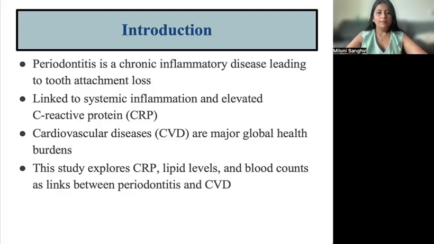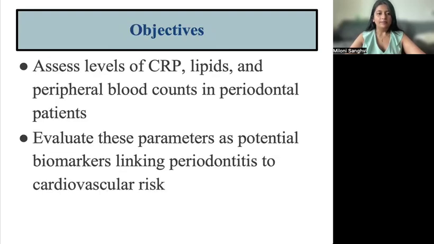So, as we all know, periodontitis is a chronic inflammatory disease leading to attachment loss, and it is usually linked to systemic inflammation and elevated C-reactive protein. On the other hand, cardiovascular diseases are major global health burdens. So this study explores CRP, lipid levels, and blood counts as a link between periodontitis and CVD.